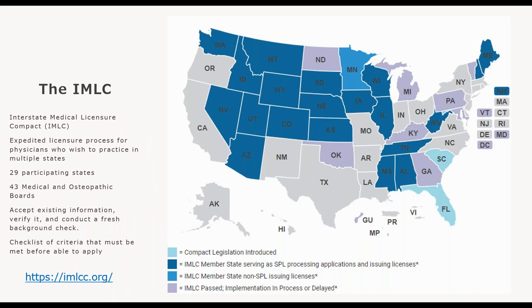The IMLC, this is the Interstate Medical Licensure Compact, and that'll be on your test. I saw that question in there. So IMLC allows providers from different states that are going to be practicing across state lines to quickly get their licensing done in the state that they're going to see patients in. And there's 29 participating states. I'm sure this has expanded quickly through the PHE, but they haven't updated their record yet. And there's 43 medical and osteopathic boards that are all involved in this as well.